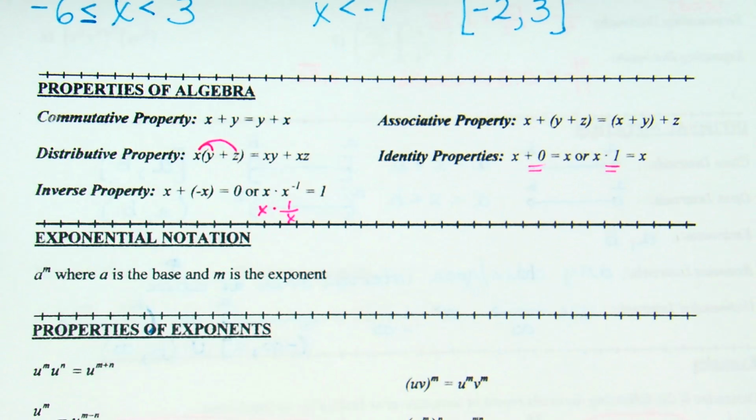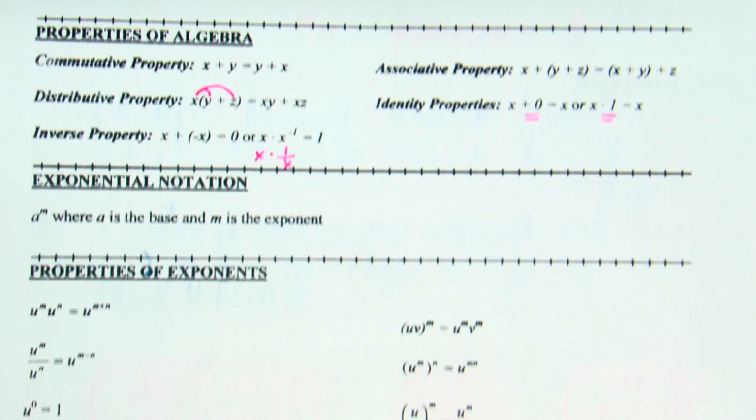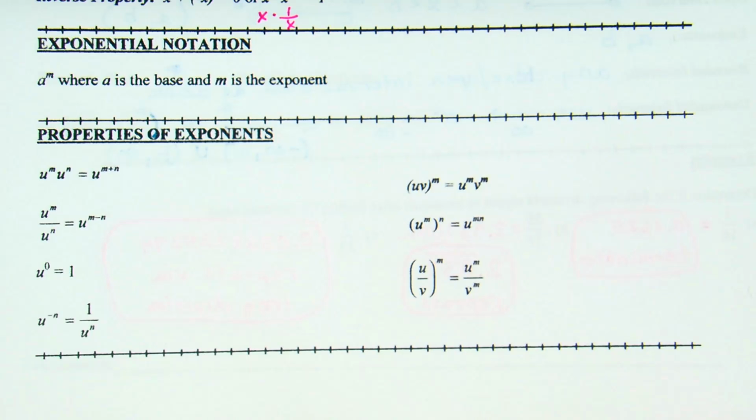Exponential notation, a to the m, a little bit of vocabulary. A is the base in that situation, m is the exponent. Basic vocabulary. Okay. Properties of exponents. Again, pieces you should know, but just kind of reviewing here.